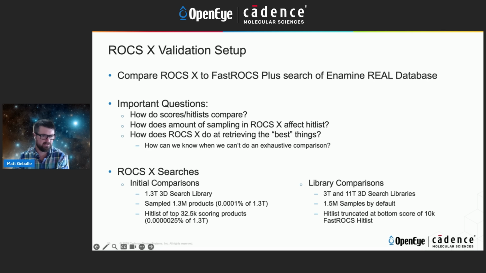Later, when we built the 3 trillion and 11 trillion molecule libraries, we'll do some comparisons of those. In those cases, we're doing 1.5 million samples in most cases. And there we are looking at truncating hit lists based on a score threshold that we've determined from the bottom of the 10,000 molecule FastROCS hit list.